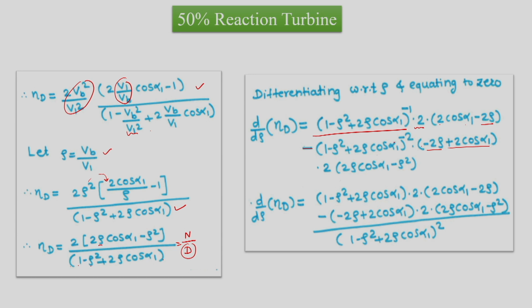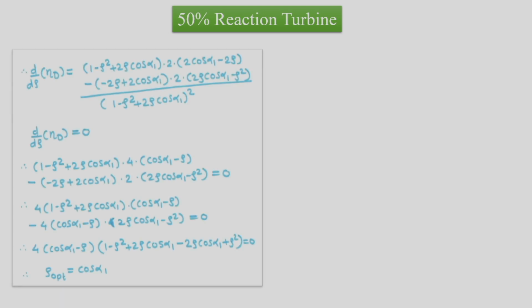So we will equalize the denominator of the two terms. So we will have 1 minus rho square plus 2 rho cos alpha 1 into 2 into 2 cos alpha 1 minus 2 rho, minus, in the bracket, minus 2 rho plus 2 cos alpha 1 into 2 rho cos alpha 1 minus rho square, divided by 1 minus rho square plus 2 rho cos alpha 1 bracket square. Having said this, we will equate this with respect to 0. The denominator is definitely not 0.